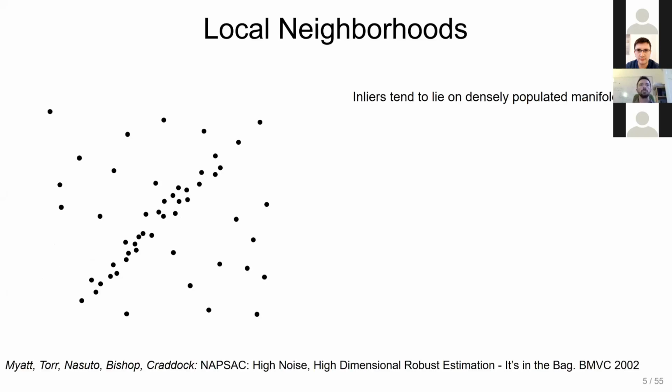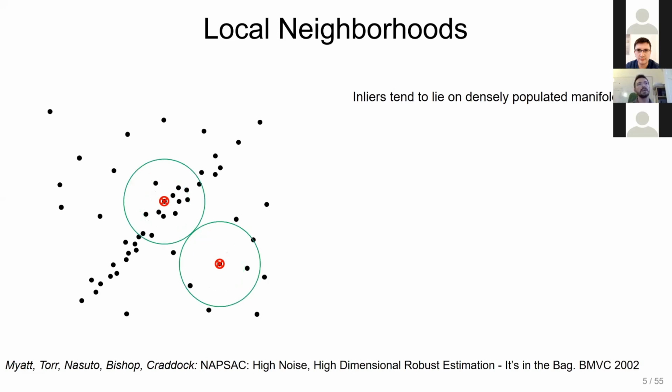So let me start with non-uniform sampling, and let's start with local sampling, which is based on the observation that inliers often lie on densely populated manifolds. If we look at those 2 highlighted points, one being an inlier to the line and the other an outlier, and look at their neighborhoods, you can see that in the neighborhood of the inlier, there are significantly more data points than in the neighborhood of the outlier.